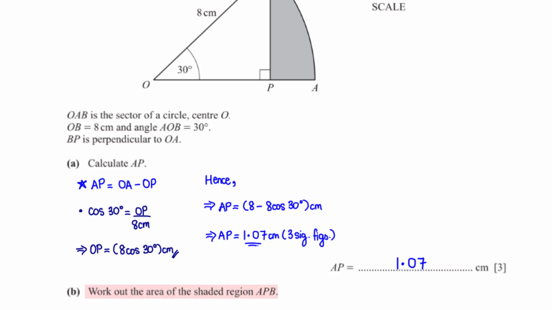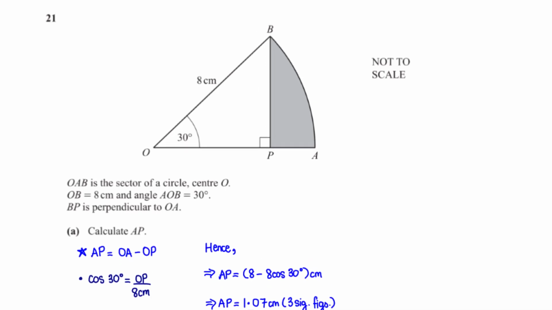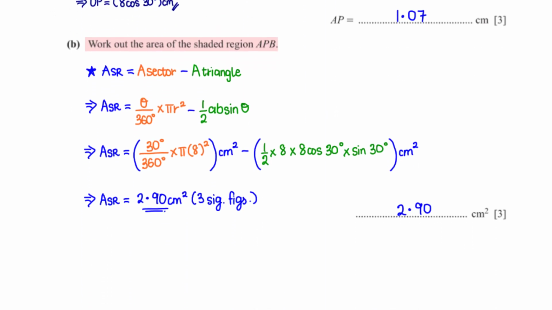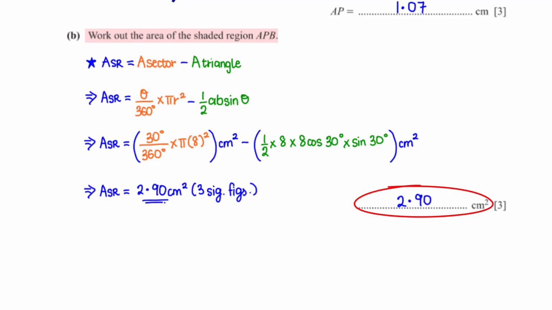Work out the area of the shaded region, APB. The area of the shaded region is equal to the area of the sector minus the area of the triangle. The area of the sector is 30 degrees divided by 360 degrees times pi 8 squared, and the area of the triangle is half of OB, which is 8, times OP, which we found as 8 cos 30 degrees, times the sine of the angle between these two lengths, which is 30 degrees. When we type this into the calculator, we get 2.90 centimeters squared, rounded to 3 significant figures.